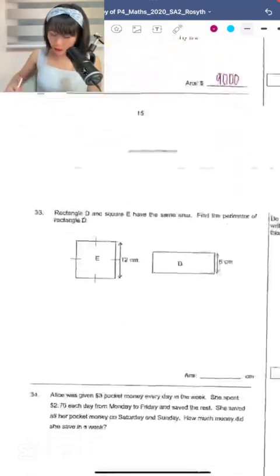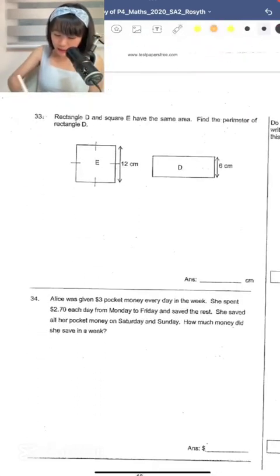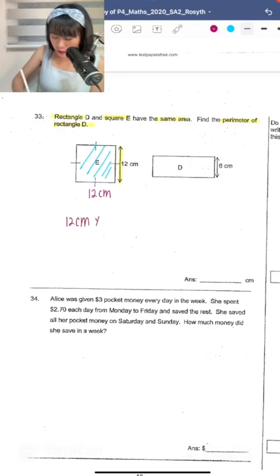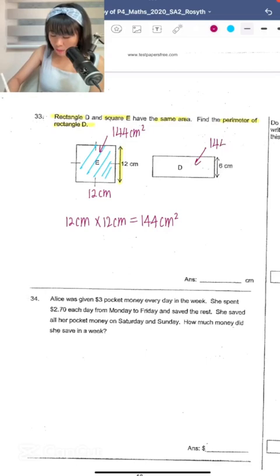Next, let's take a look at 33. They say rectangle D and square E have the same area. Find the perimeter of rectangle D. Okay, if they have the same area, let's find out the area first. If this is a square, I know the length is 12. The other length is also going to be 12. All the length is 12. To find the area, remember it is length times length. So it's 12 cm times 12 cm, which will give you 144 cm square, which is the area for the square, as well as for the rectangle, which they mentioned earlier on.